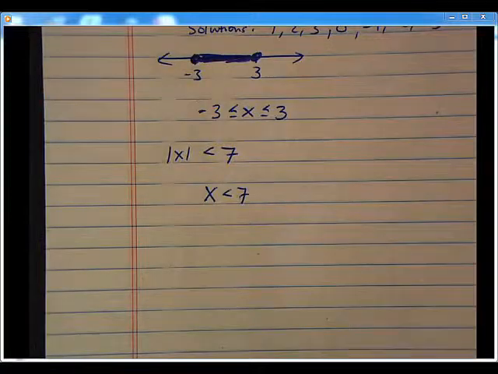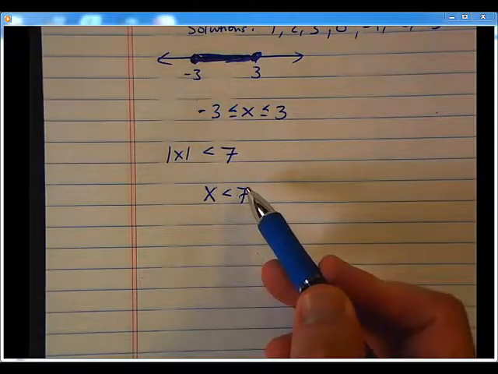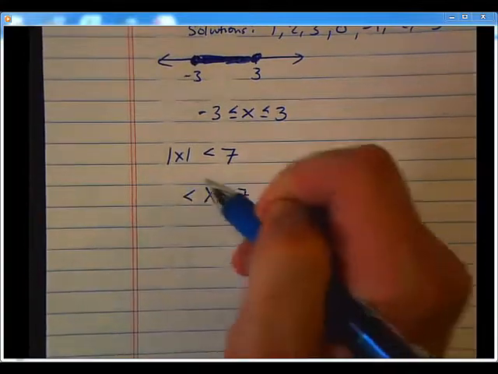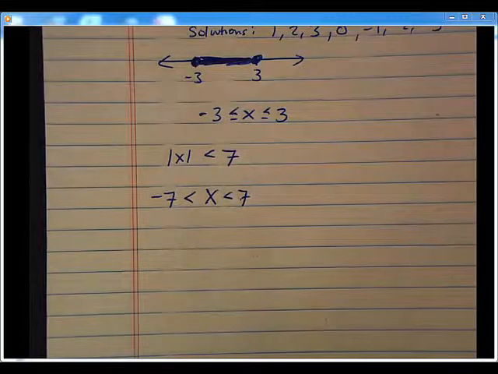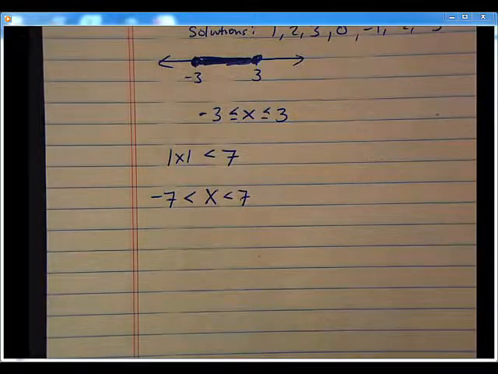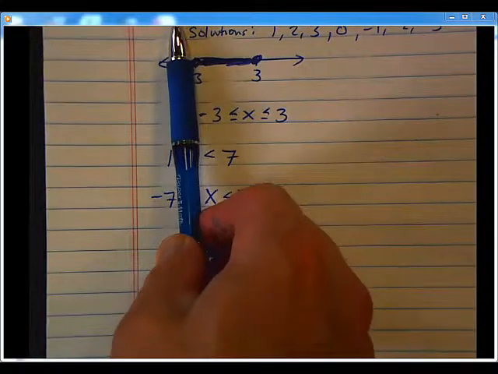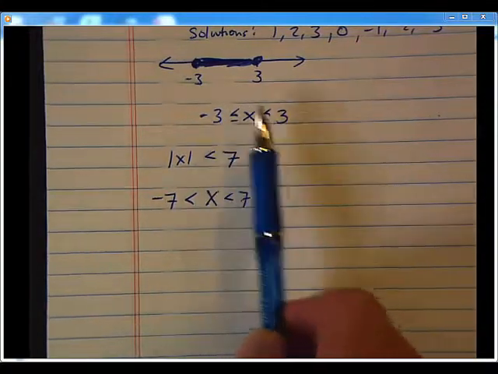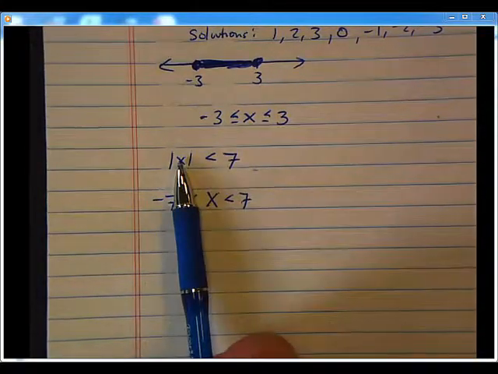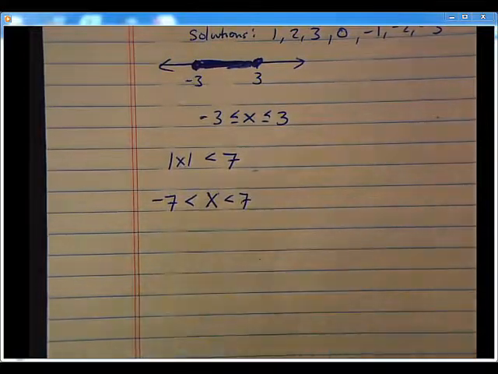On the other hand, I can have negative numbers like -1, -2, -3, but the furthest down I can go is -7, but again, I cannot equal -7 because we don't have the equal to sign. So once again, notice what happens when you have an absolute value and you have a less than sign. The x ends up being trapped in the middle, in between the endpoints. In this case, the second problem, the endpoints were -7 and 7.